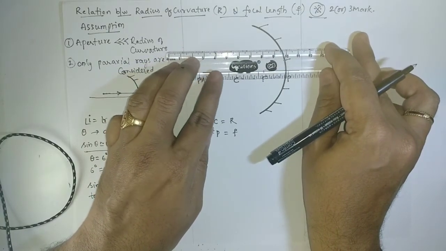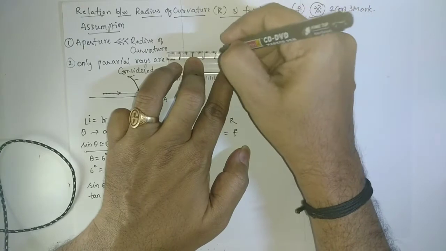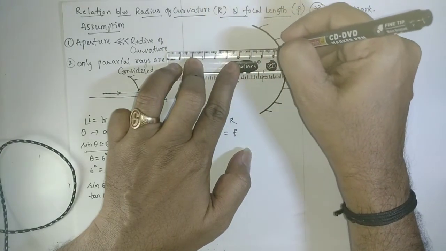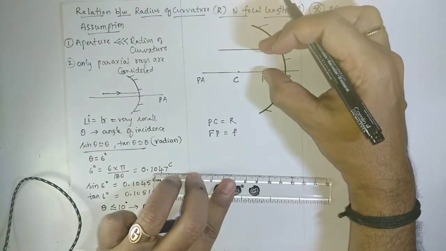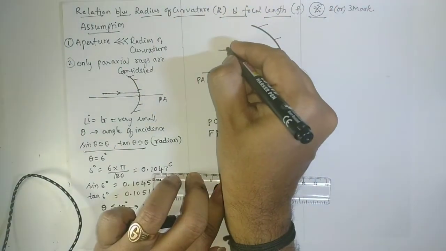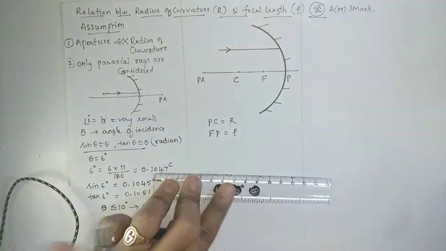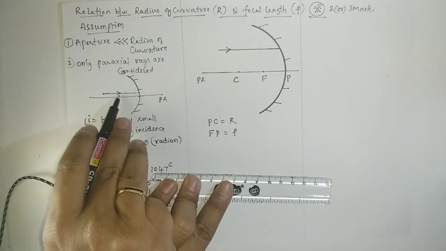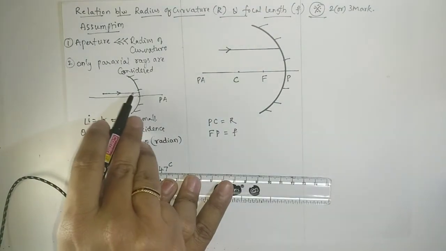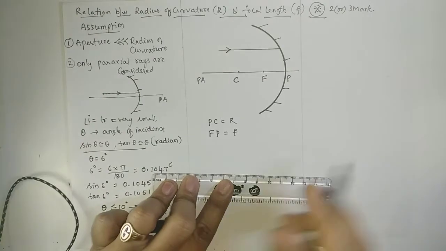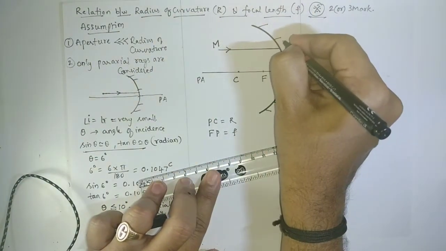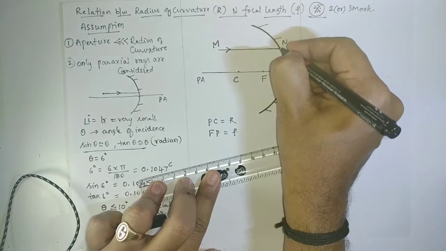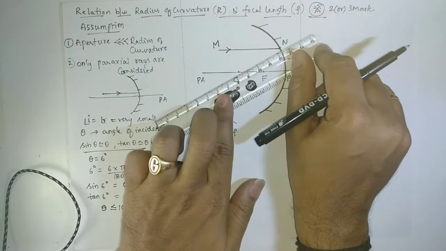Let us consider we have a paraxial ray. Remember, here we have a paraxial ray which is incident on the mirror, but just for understanding we are putting the ray of light at a considerable distance. Remember, we are considering a paraxial ray, a ray close to the principal axis. Let us consider a ray of light MN incident at the point N on the mirror.